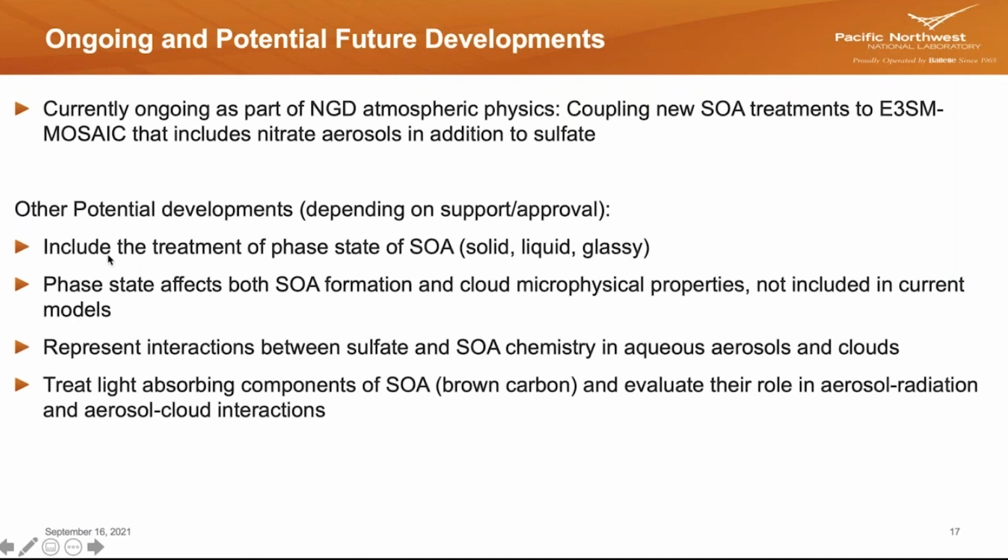So one thing is including the treatment of phase state of SOA, because SOA does not stay in a liquid form throughout the atmosphere. It varies between liquid, solid, and glassy. Especially at high altitudes, it would be more in the solid and glassy phase, and that has implications for things like ice nucleation. So phase state affects both SOA formation and cloud microphysical properties, and that's not included in current models.